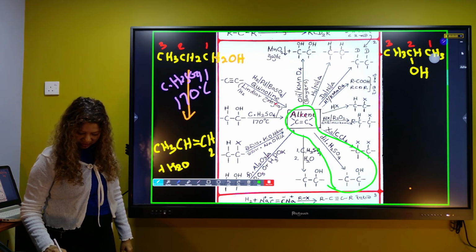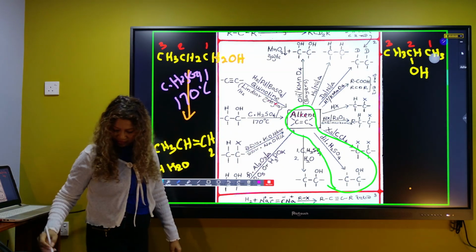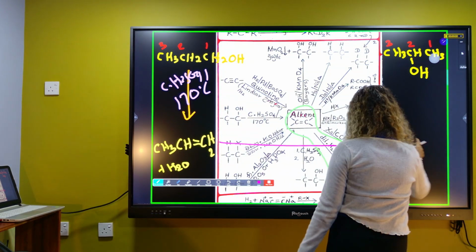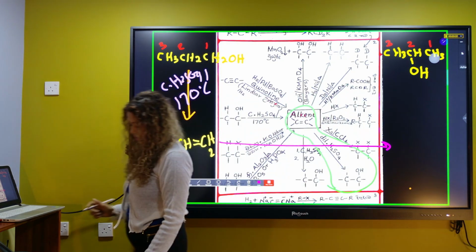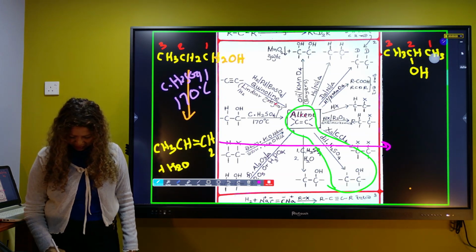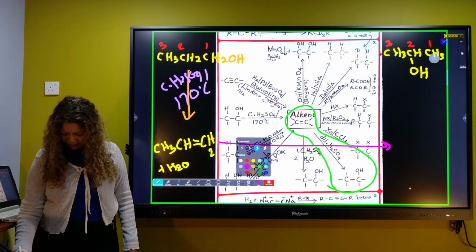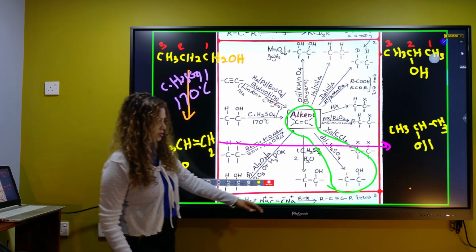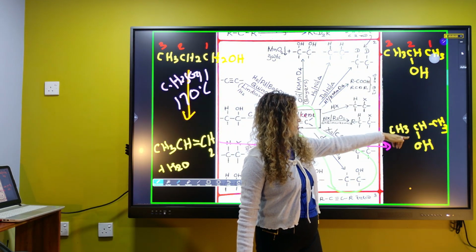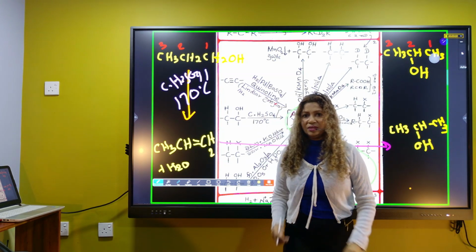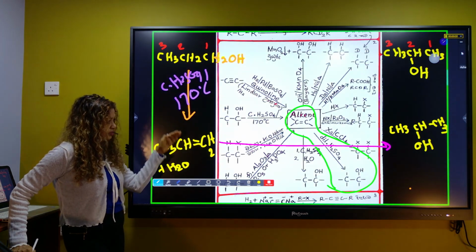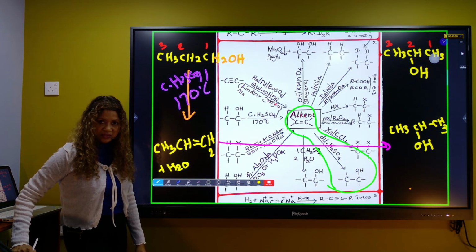So if I draw this, all the way moving from here to here, now I'm writing the end product: CH3, then CH, then CH3, with the OH on the middle carbon. Isn't this the same? This one and this one are the same. So understood, conversions are that easy. That's the first method, going from reactant all the way to product.